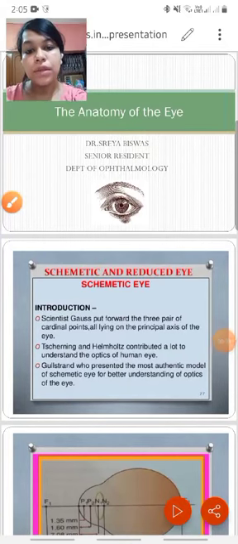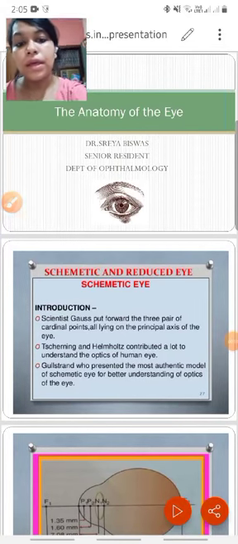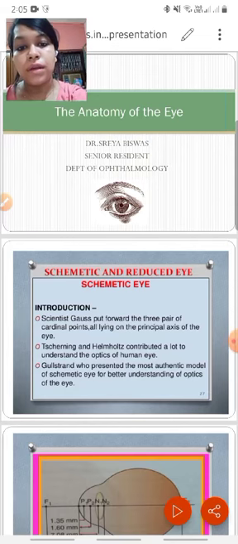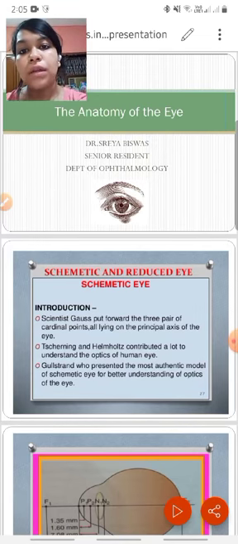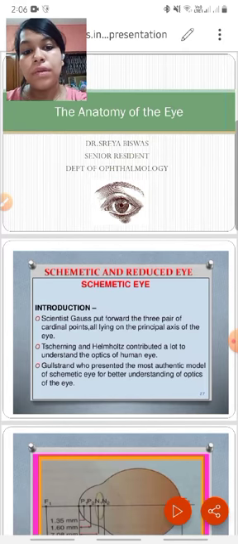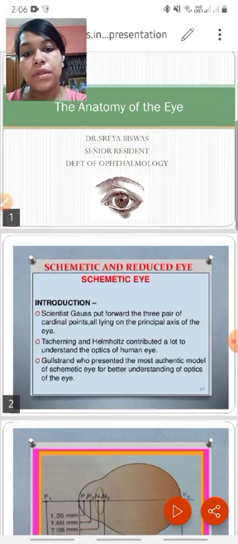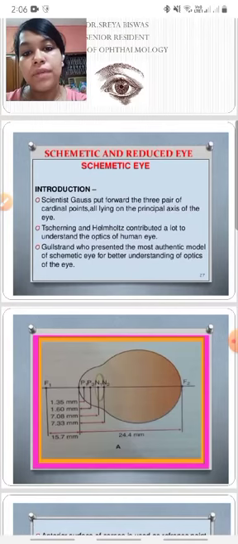Morning class. Today is the first lecture class of the eye, and I am going to cover the gross anatomy of the eye. So starting with the optics of the eye, there are two models to be studied because it comes in the exams. First is the schematic eye, which was given by Gullstrand.